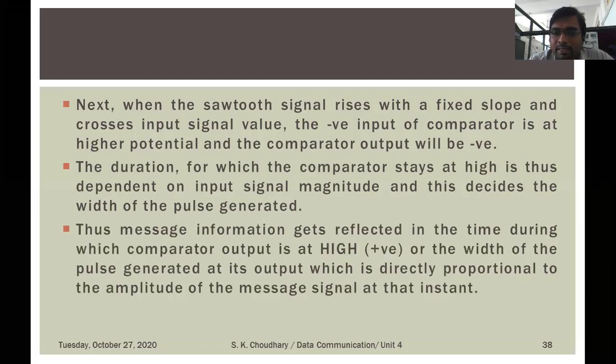So the message information gets reflected in the time during which the comparator output is at high, or the width of the pulse generated at its output, which is directly proportional to the amplitude of the message signal. So all this generation of the PWM depends upon the amplitude of the input message signal. You can consider here the sawtooth signal as a carrier that is modulated according to the amplitude of the input message signal, and finally we get a pulse width modulated output.